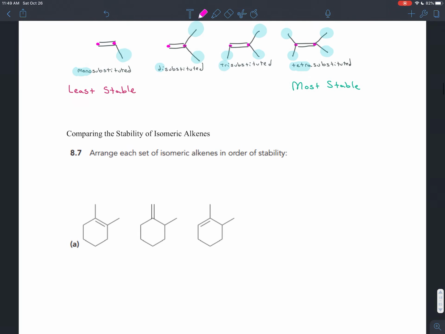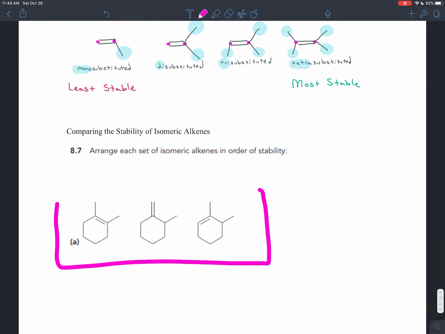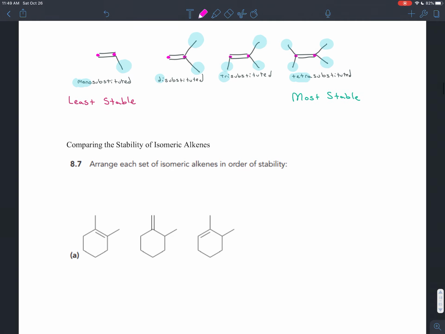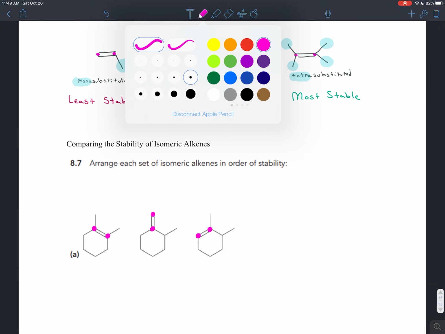So we want to arrange each of these alkenes from least to most stable, in order of increasing stability. They don't say specifically increasing, you could do it in decreasing, but you just want to make sure you label it. So here we'll do it in increasing stability. What you want to do is first put dots on the ends of the double bond. Then ask yourself, is each of these double bonds monosubstituted, disubstituted, trisubstituted, or tetrasubstituted?